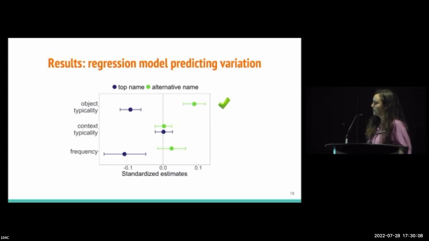So naming variation is higher when the typicality for the alternative name is higher. We find a similar pattern for frequency, but this is not completely conclusive for the role of the alternative name because we can see that the confidence interval straddles 0 a bit. Instead, for context typicality, we don't really find an effect.